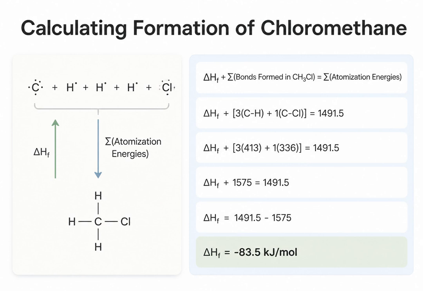Plugging in those bond energies, the total bond formation energy is 1575 kilojoules. We subtract this from our total atomization energy of 1491.5, yielding an enthalpy of formation of negative 83.5 kilojoules per mole. The negative sign confirms chloromethane is stable because it is formed exothermically.